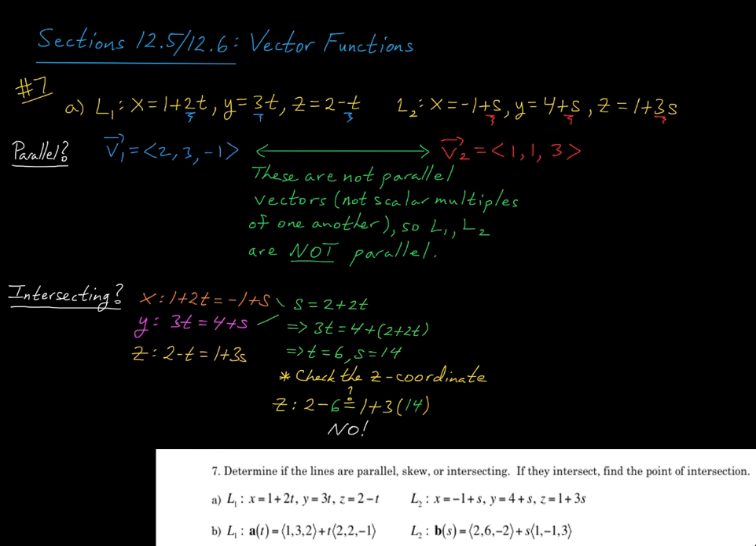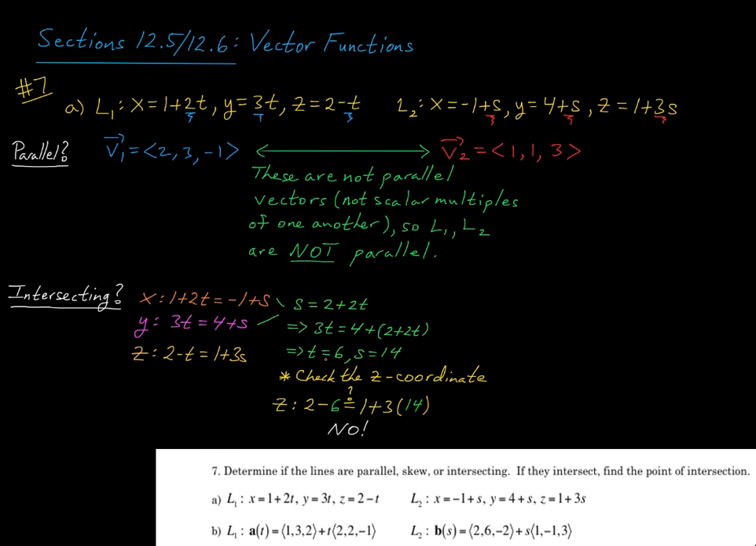And then in the equation for y, I'm just going to replace s with 2 plus 2t, and that gives us 3t is equal to 4 plus s, which is 2 plus 2t. Right, now solve this equation for t, you get that t is 6. And then since t is 6, s would be 2 plus 2 times 6, so that's 14. Okay, so t equals 6 and s equals 14, right, satisfy both the x and the y equations.